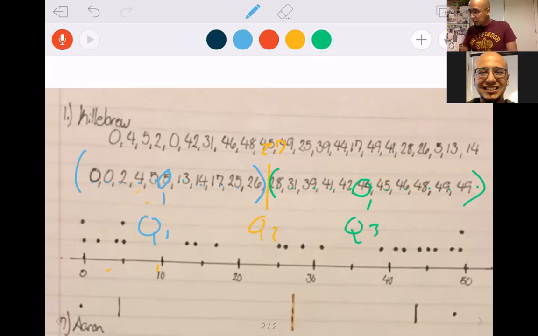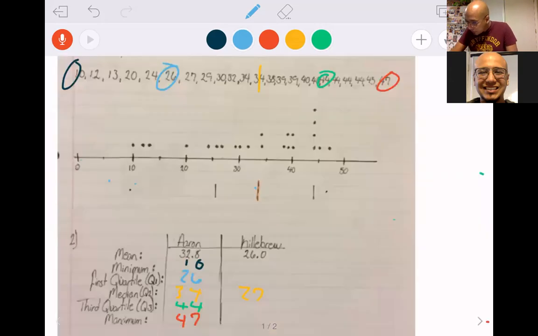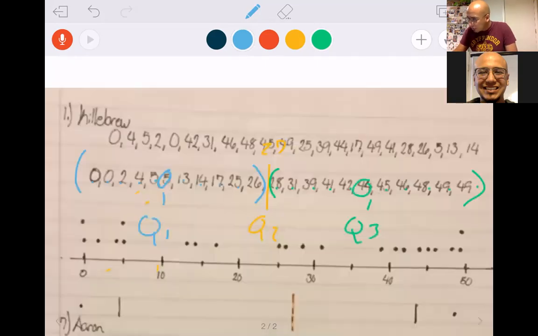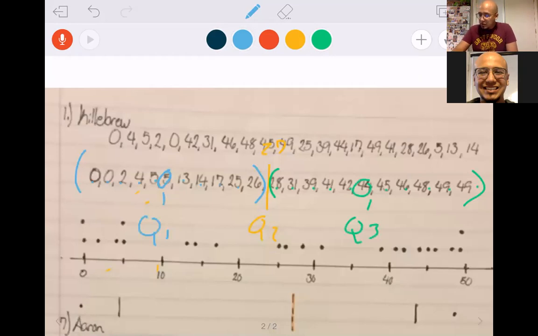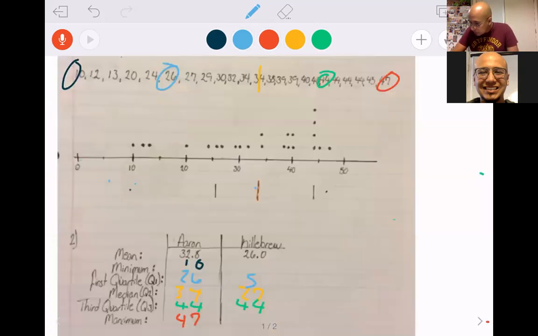So we have 5 for Q1. And 44 for Q3. And was that 44? Yes. 44 for Q3. Now the minimum over here is 0, and the maximum is 49. So we have 0, and we have 49. Now, in a second, I'm going to erase all this, ladies and gentlemen, so I hope that you are copying this down. This is number 1 and number 2.